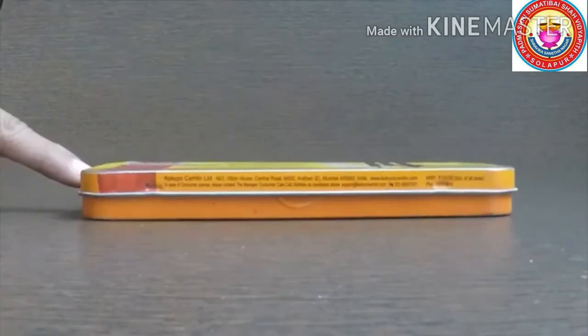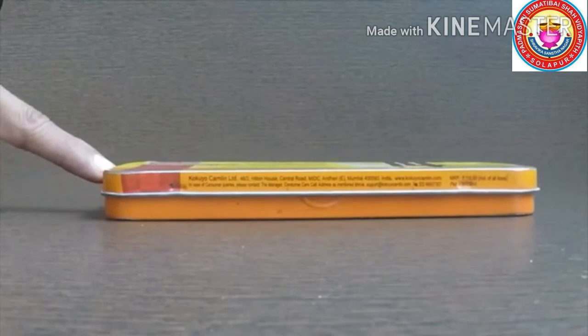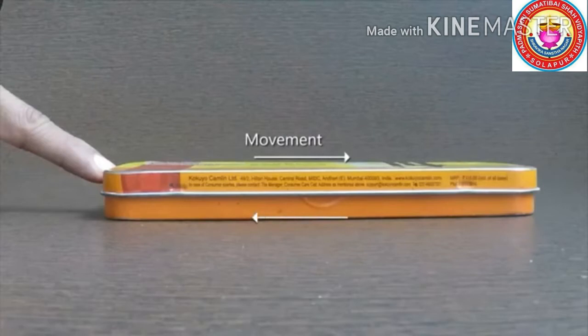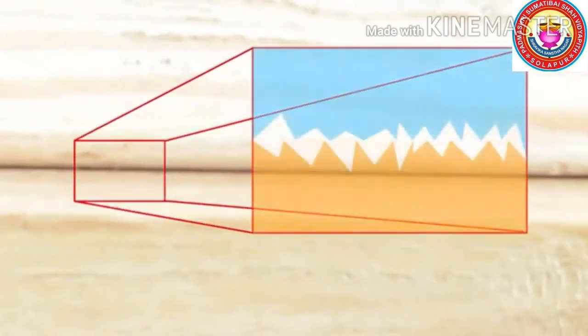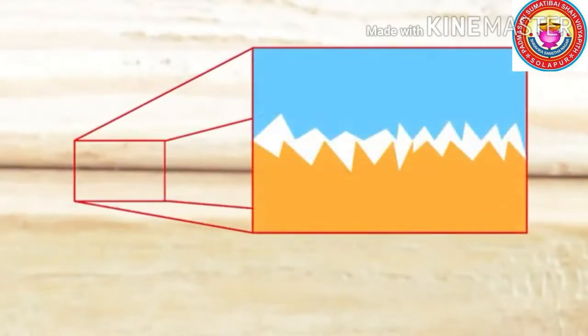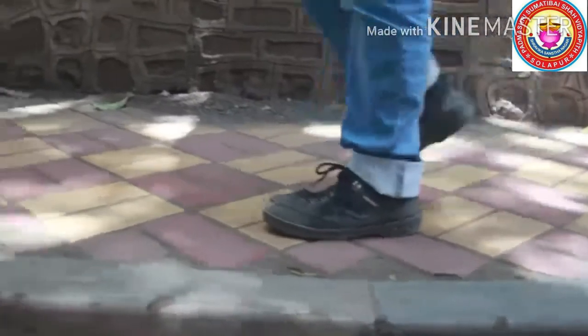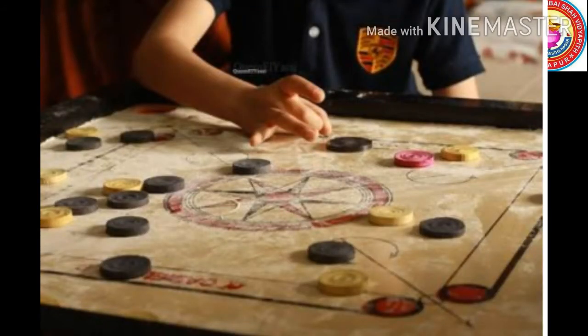And now we see in the example pushing the compass box. See, on the compass box, at the same time, the opposite force is applied by the surface on the compass box, and this force is called frictional force. Students, frictional force depends upon the surface. If surface is hard, then the frictional force is more, and if the surface is soft, then the frictional force is less. The best example for this is carom board.